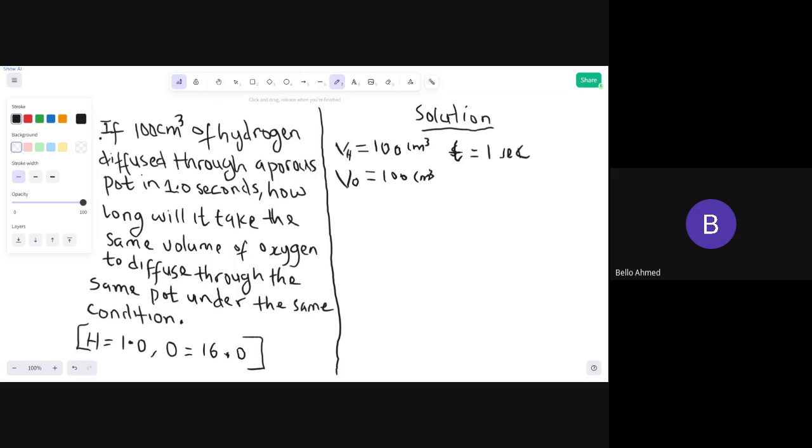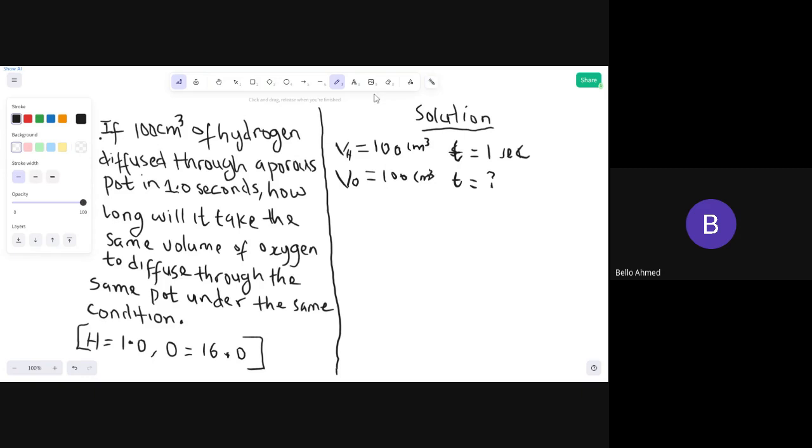cm cube. Then what about the time? Well, the question says how long will it take the same volume of oxygen? Meaning that they are not giving us the time for oxygen to diffuse. So we put a question mark. So anywhere we have the time T, it is because we don't have it.